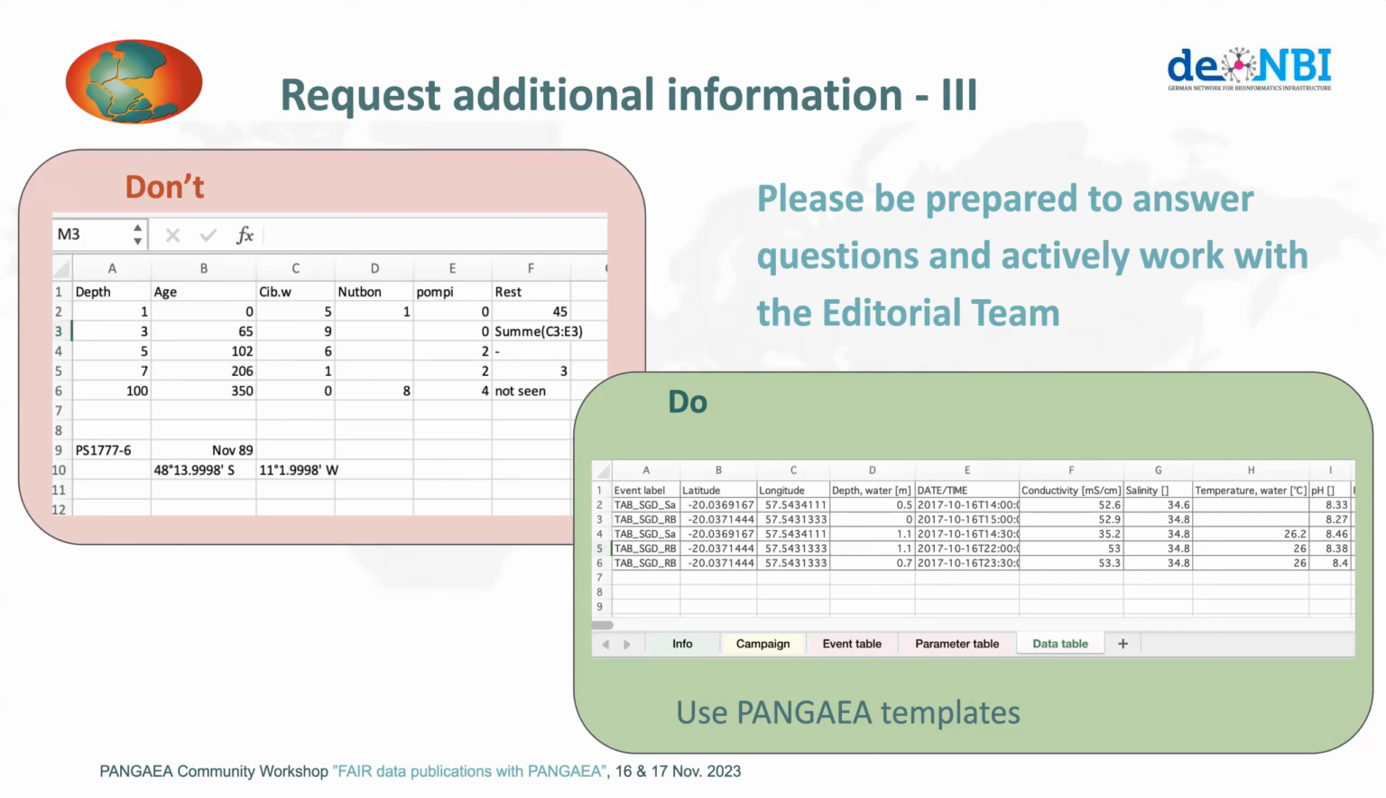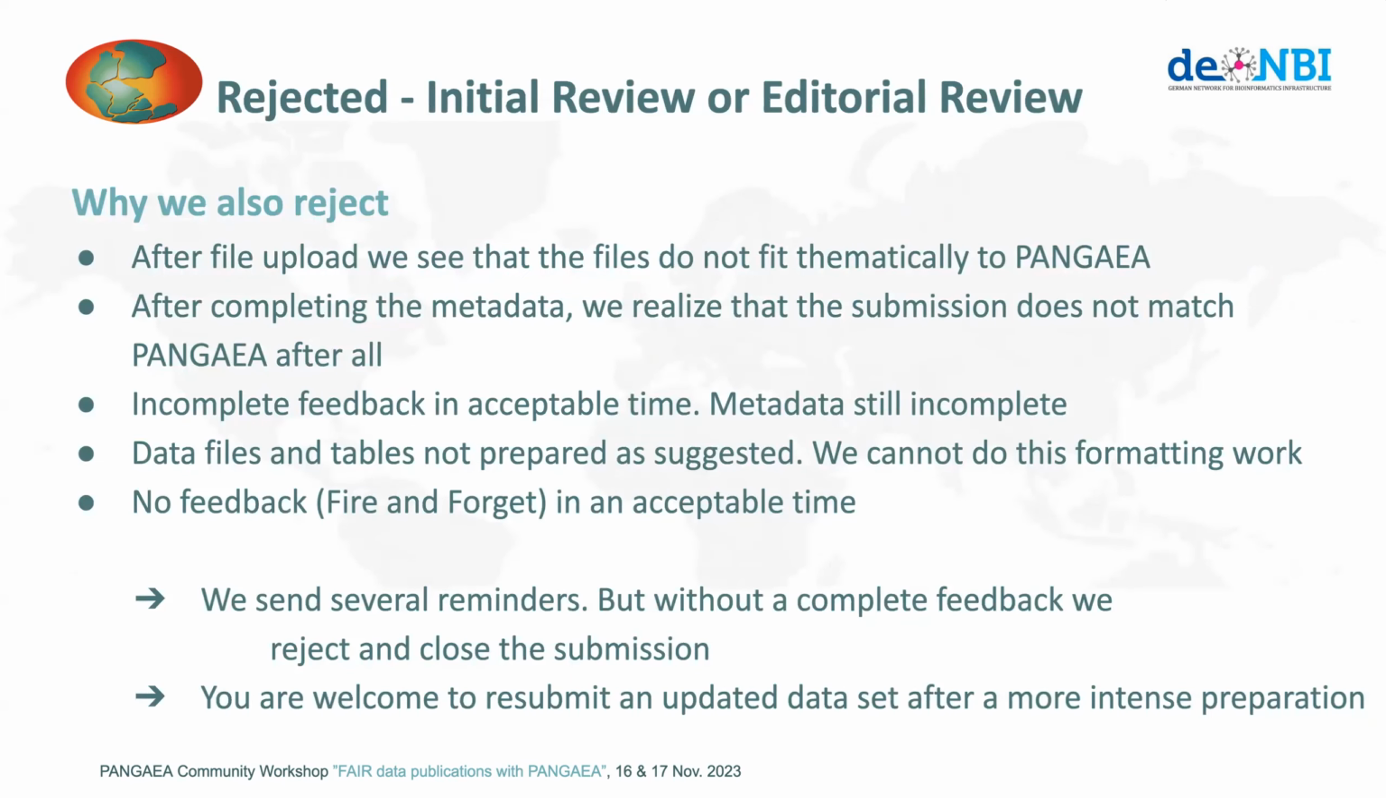On the right-hand side, you see a screenshot of our templates, and you see the data table where we have all the information we need, the full parameter names together with the units. You see that you have, for example, no text strings in columns with real values. And at the end of the table, you see that there are also all the sheets with the information on the campaign, event, and parameters that we need for a good data submission. So why do we also reject data?